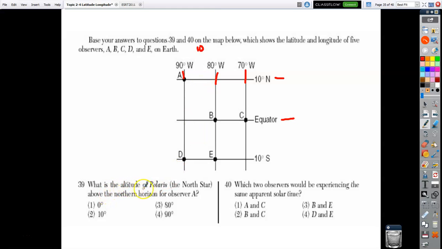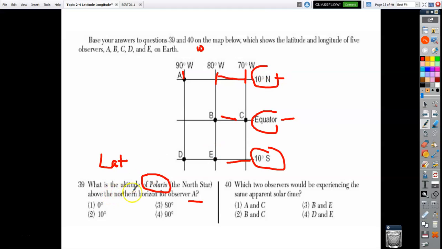It says, what is the angle of Polaris above the horizon for person A? As soon as you see Polaris, that's not a longitude question. That's a latitude question. So you're looking at lat. So that means I have to use my lat flat rule. So flat lines are here. Boom, boom, boom. What's my numbers? 10 south, equator, 10 north.